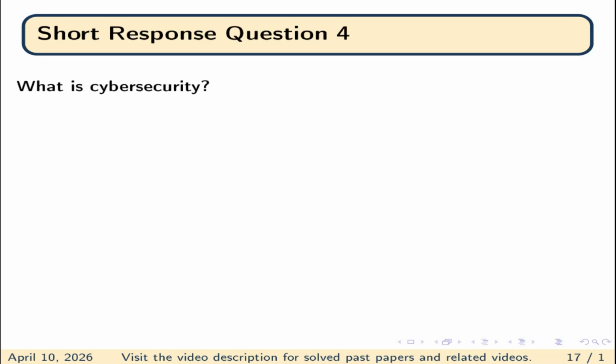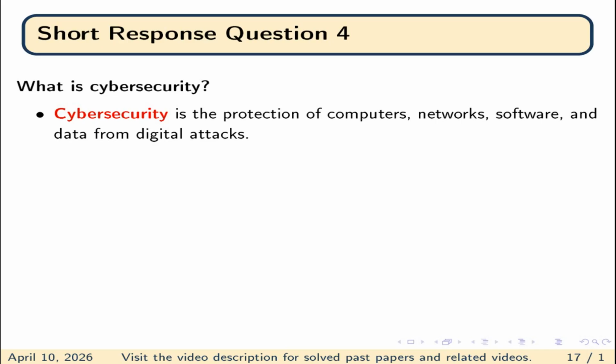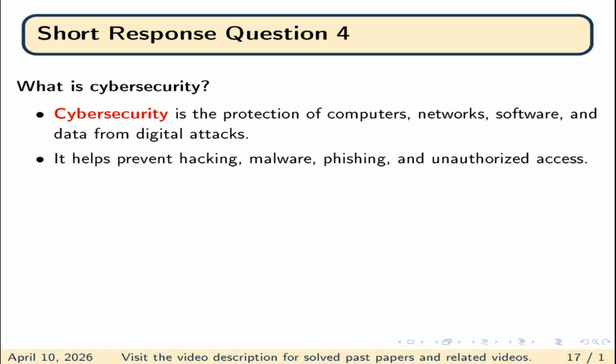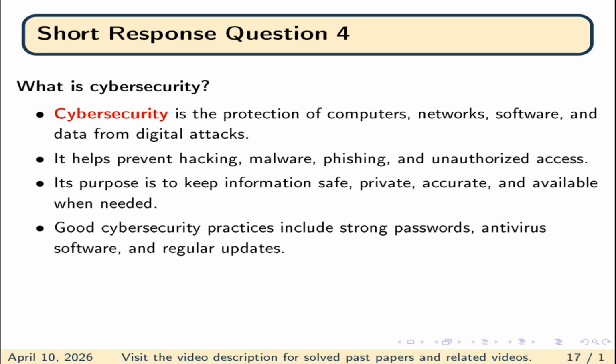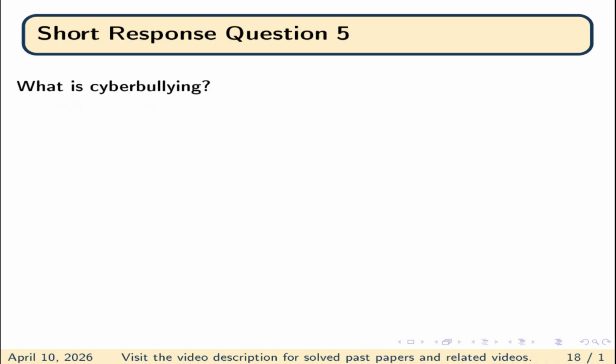What is cybersecurity? Cybersecurity is the protection of computers, networks, software, and data from digital attacks. It helps prevent hacking, malware, phishing, and unauthorized access. Its purpose is to keep information safe, private, accurate, and available when needed. Good cybersecurity practices include strong passwords, antivirus software, and regular updates.